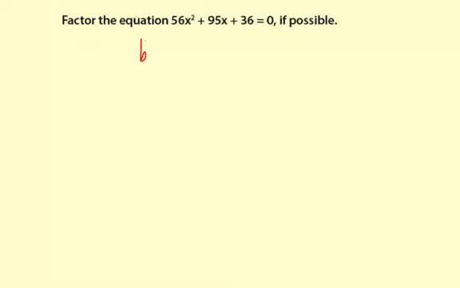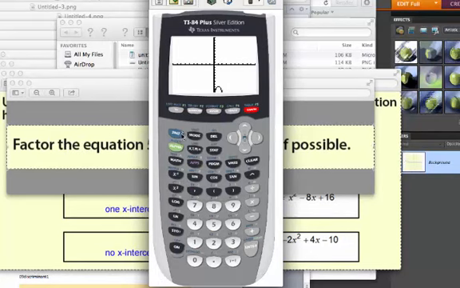The discriminant is b squared minus 4ac. The b squared, that's going to be 95 squared, minus 4 times 56 for A times 36 for C. So our question is, does this make a perfect square? I'm going to use a calculator to help us out here.